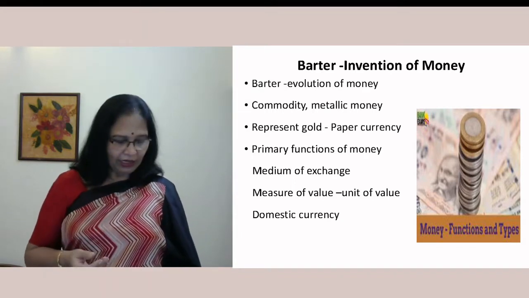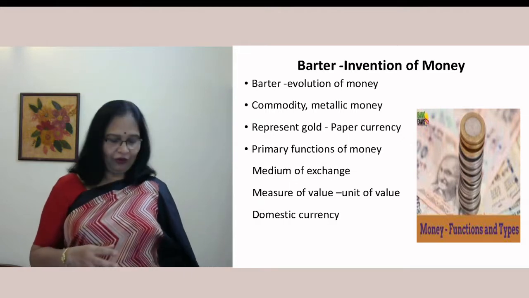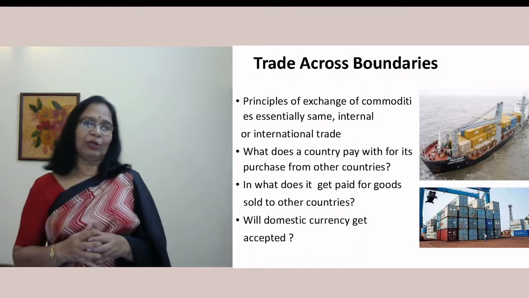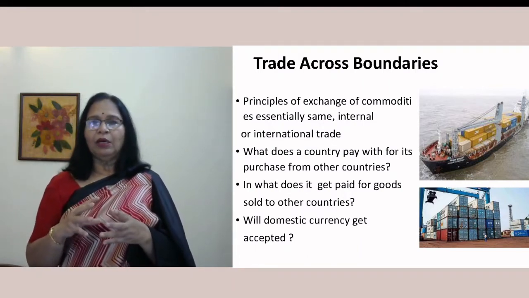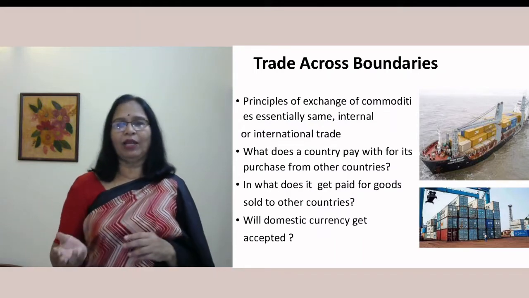Now, when I want to enter into foreign exchange, the question is a little different. In the case of trade between boundaries, what happens? The principles of trade within the country and across the boundary are the same. There's nothing there. One has to sell and one has to buy.